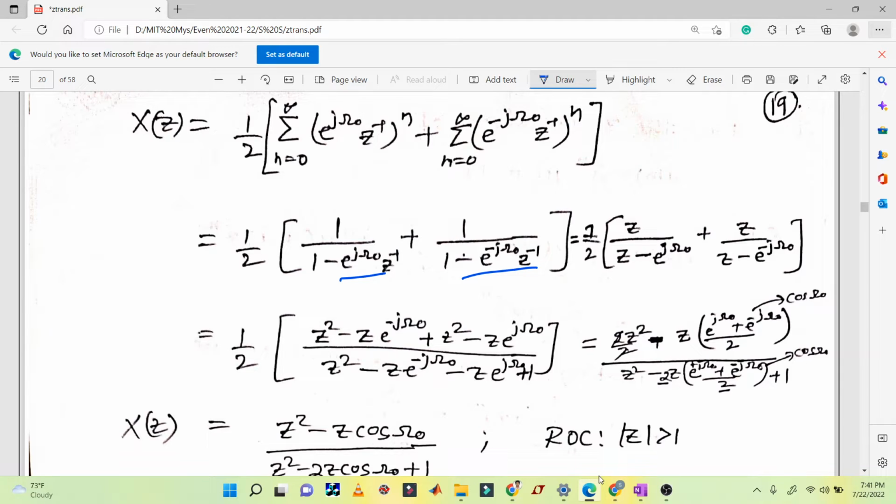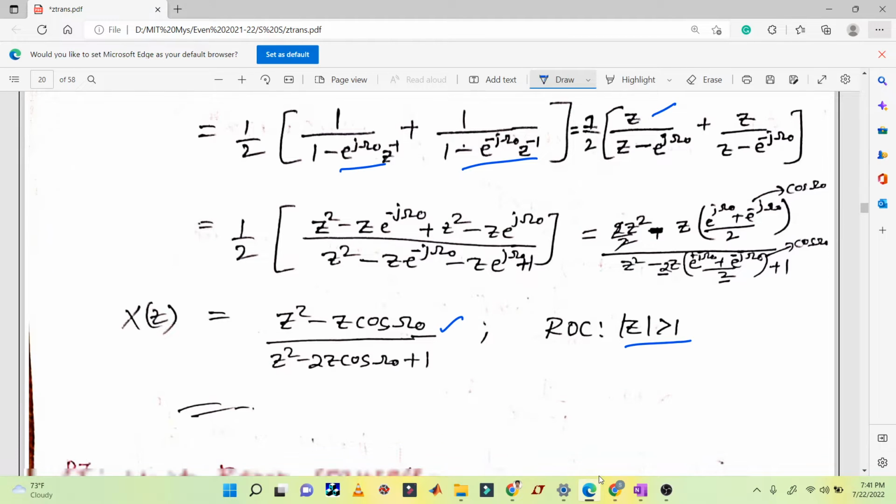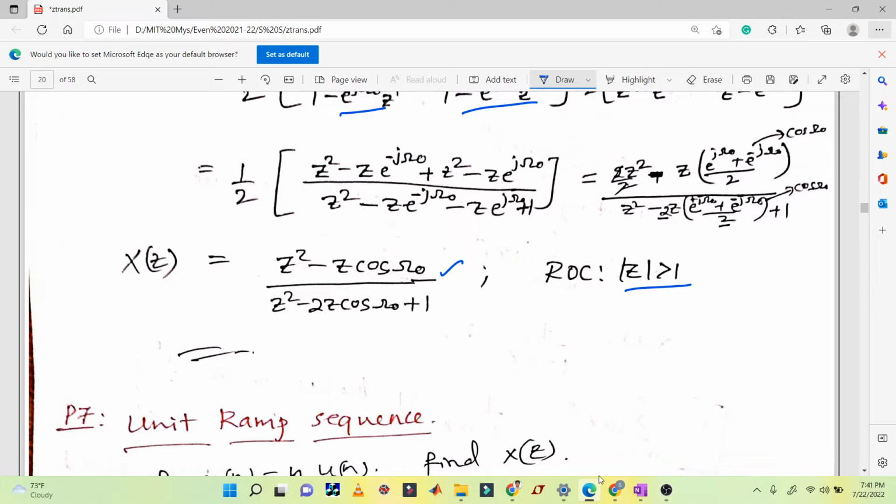Now just z inverse is there, that you take on this side and you will get this equation. After that you just simplify and replace it with the equivalent cos terms only, not sine. So this is the final answer with z greater than 1 again, because it is multiplied by u of n. Is that clear? Any doubt?